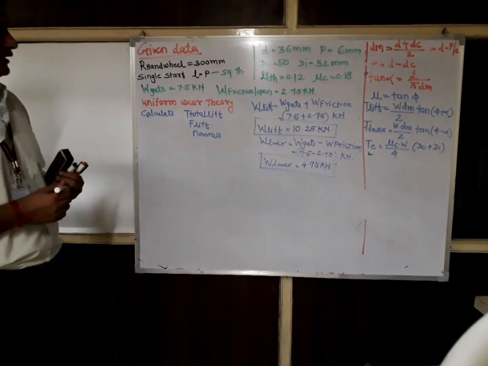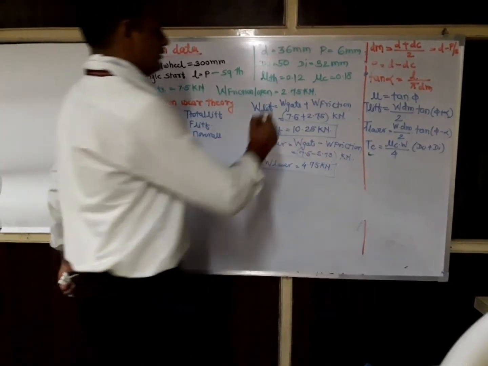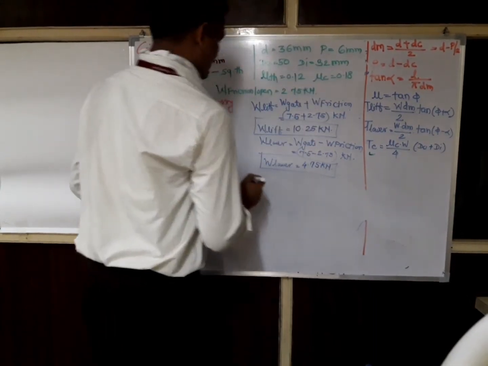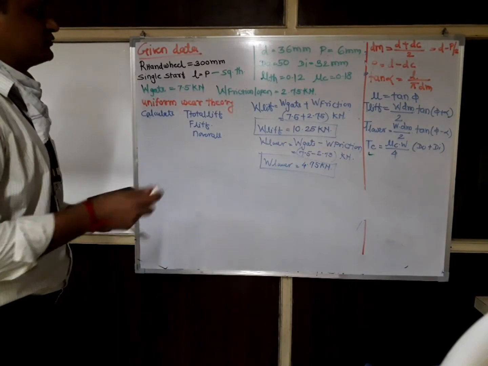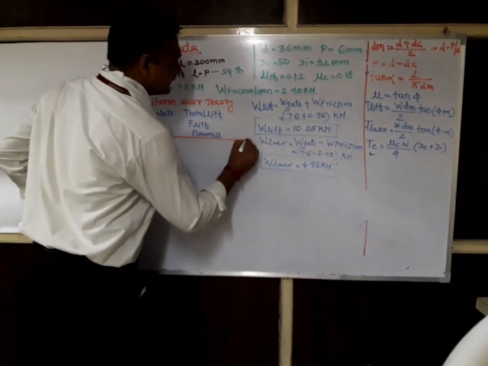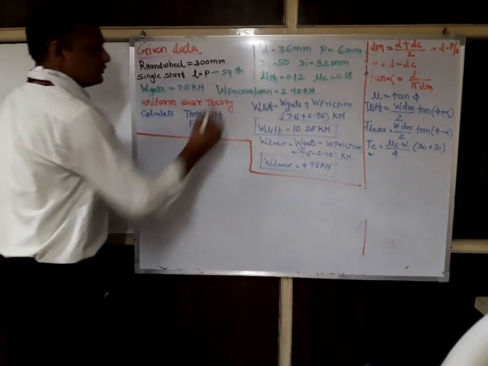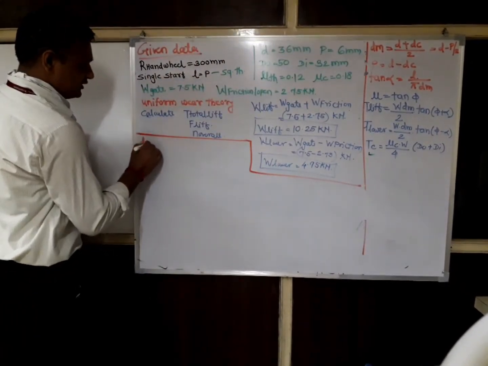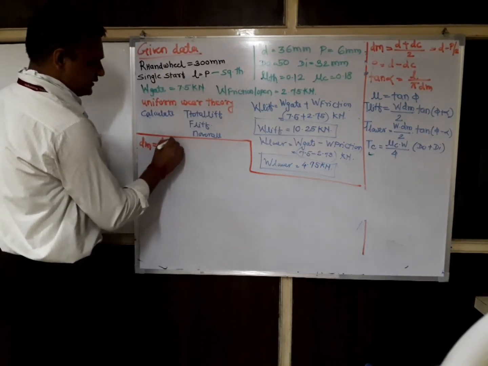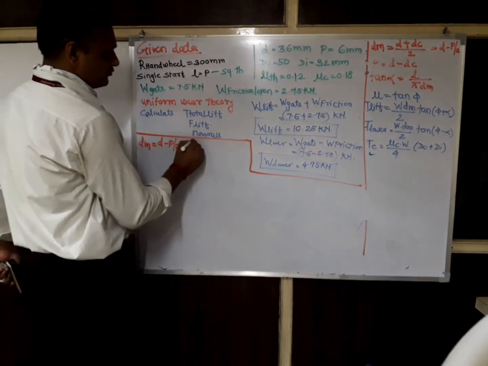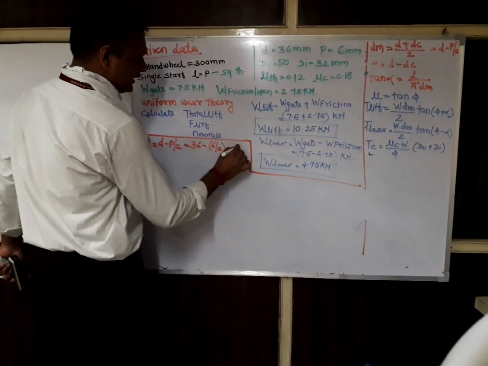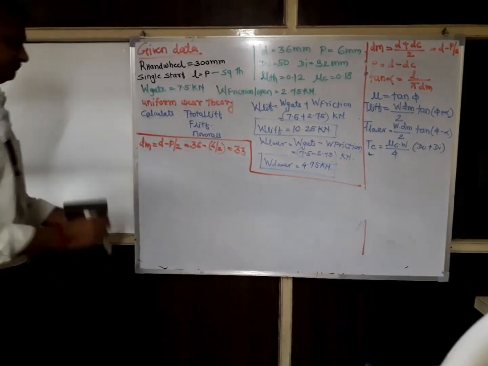Secondly, they have given us the different diameters. They have given a nominal diameter that is 36 mm, pitch is equal to 6 mm, d naught is given, di is given. Therefore, we can find out the mean diameter. Now these are the parameters that we want to find, and we want to use this entire data. Therefore dm is equal to d minus p by 2. Therefore 36 minus 6 divided by 2 will be equal to 33 mm.